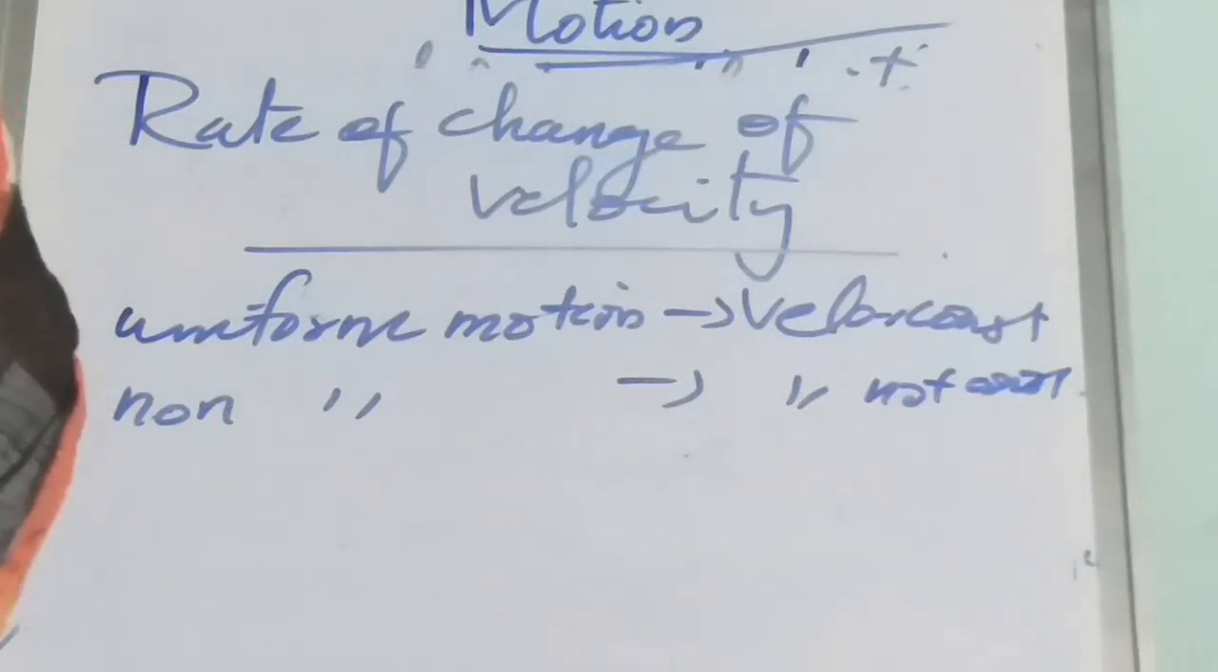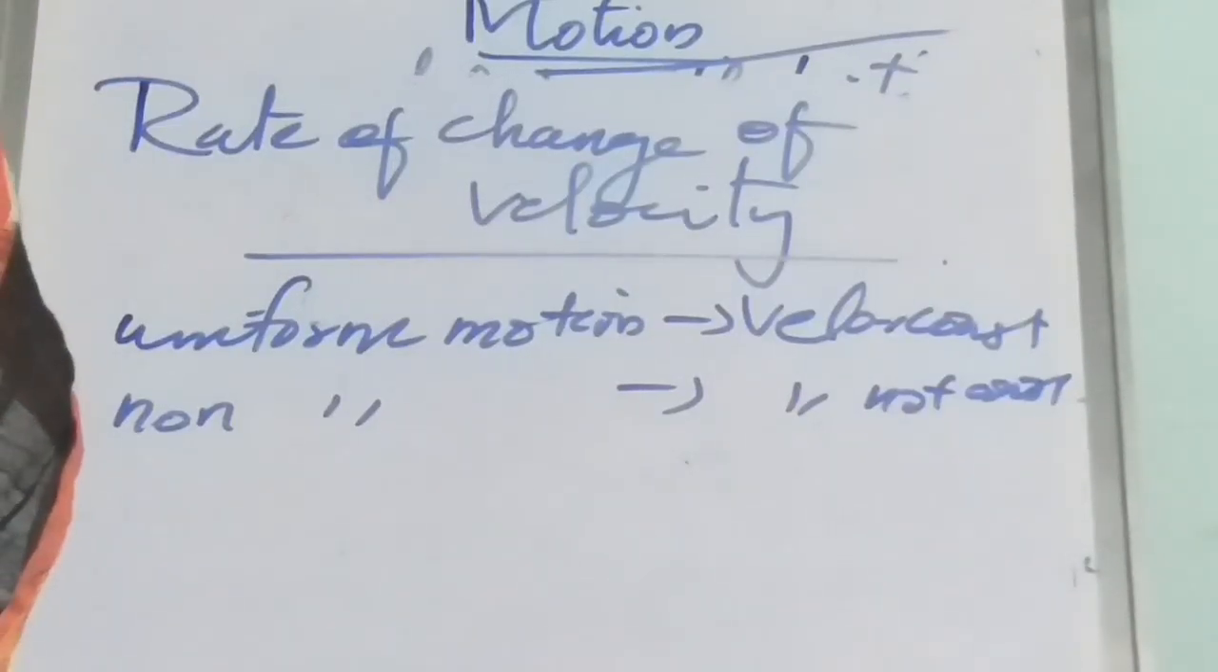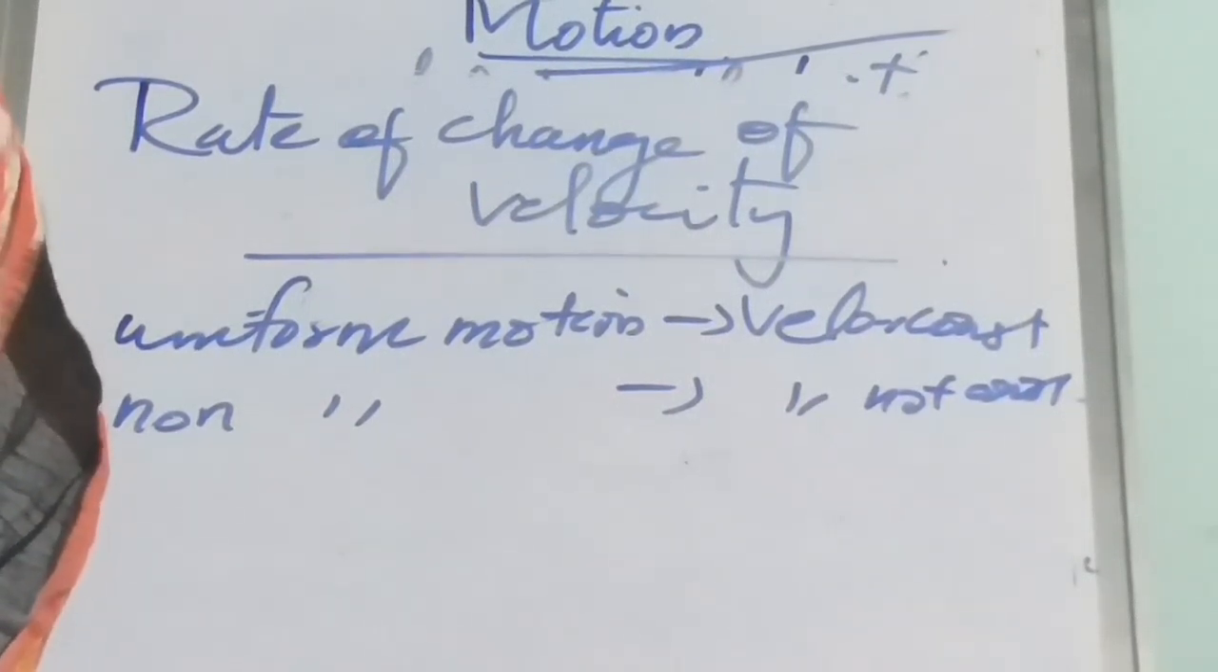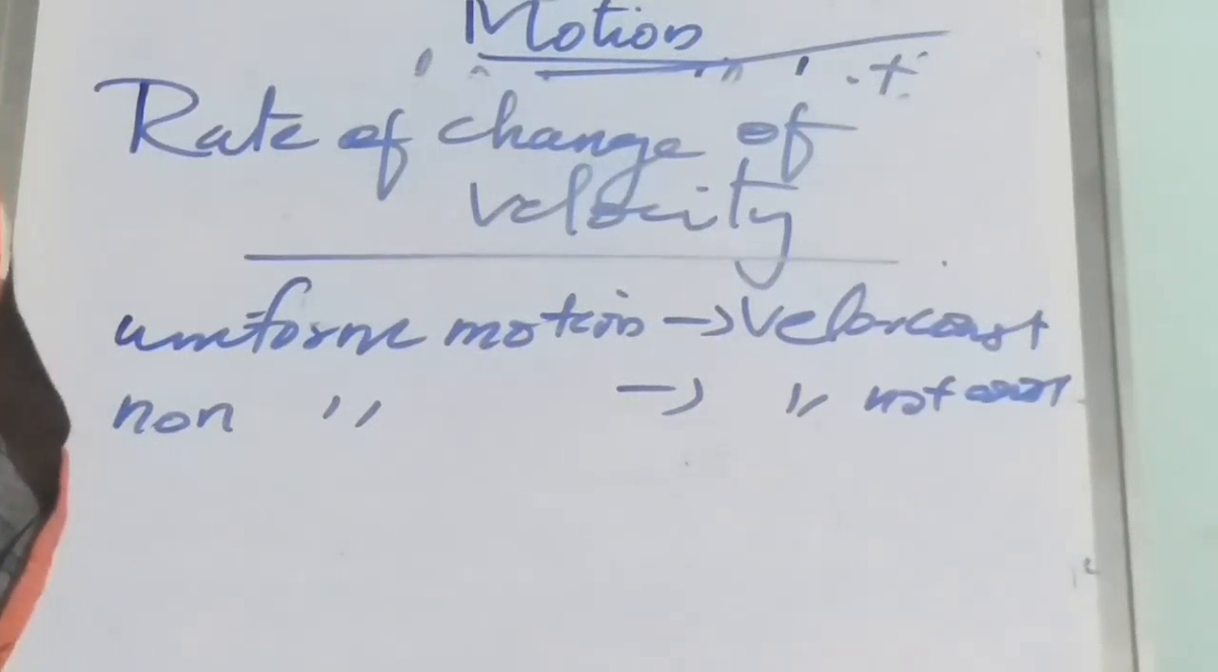It has different values at different instants, at different points in its path. So the change in velocity is not zero. In the case of uniform motion, the velocity remains constant, so the change in velocity is zero. But in the case of non-uniform motion, the velocity is not constant, so the change in velocity is not zero.